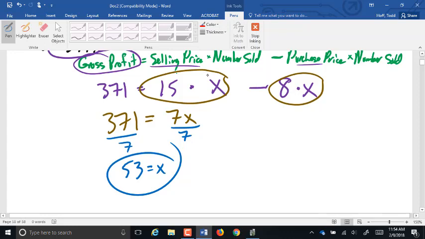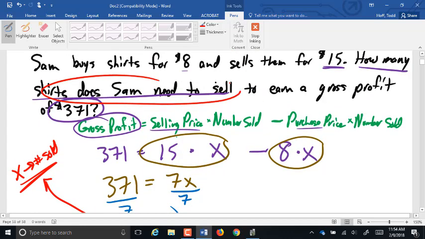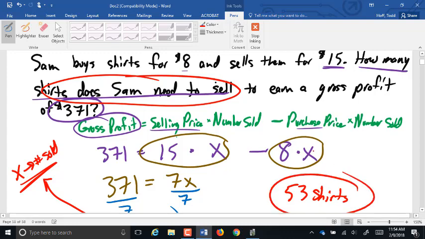Now again, we need to make sure we've answered the question. And on some of these more complicated ones, it doesn't hurt to record what X stands for. Let's say X is going to equal the number sold. So if we recorded that at the beginning, we can come back and say, okay, X is 53. 53 is the number sold. Is that what we were looking for? Well, yes. How many does Sam need to sell? Sam needs to sell 53 shirts.